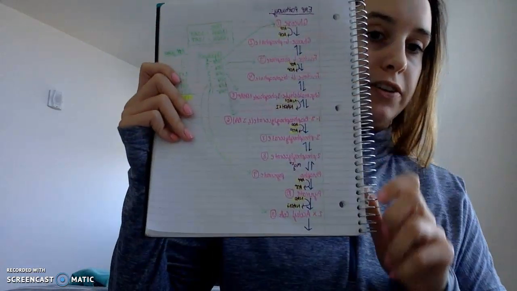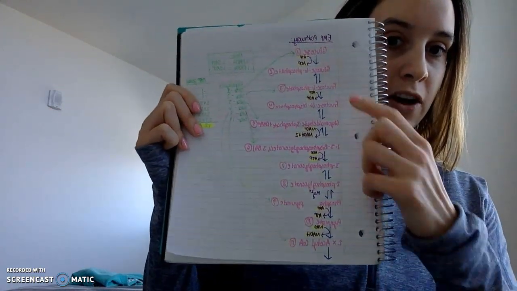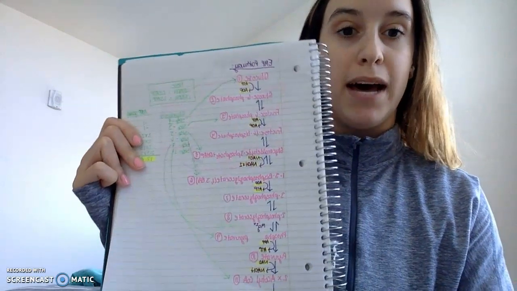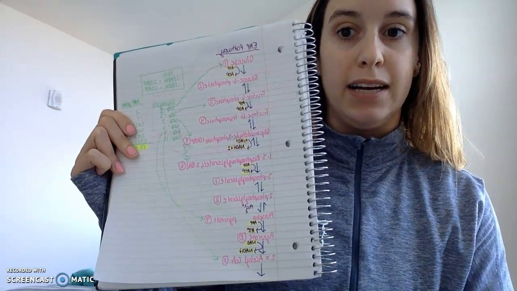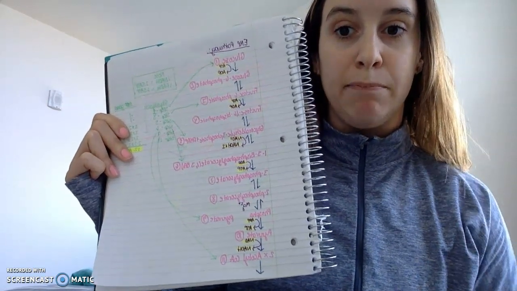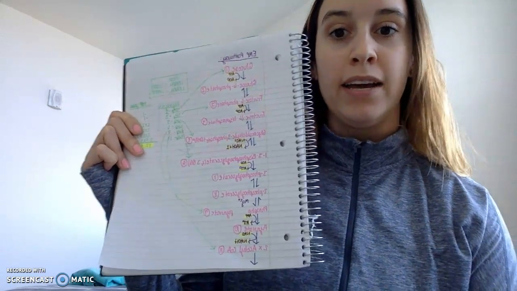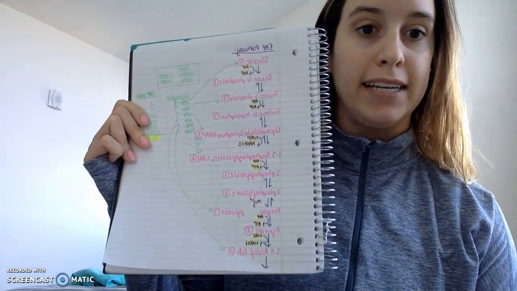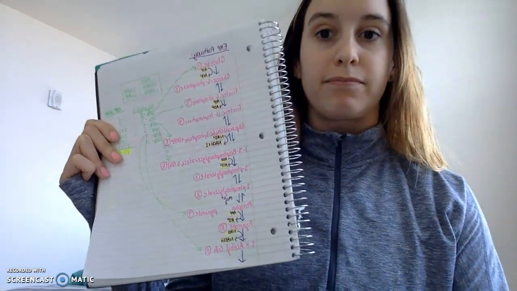I don't know if you can see, oh, there we go, you can see that a little bit better. So I have all of my stages in here, and I also just titled this the EMP pathway, which we have learned about as well. It's the Embden-Meyerhof-Parnas pathway, which basically allows the metabolic use of glucose to generate ATP and NADH.